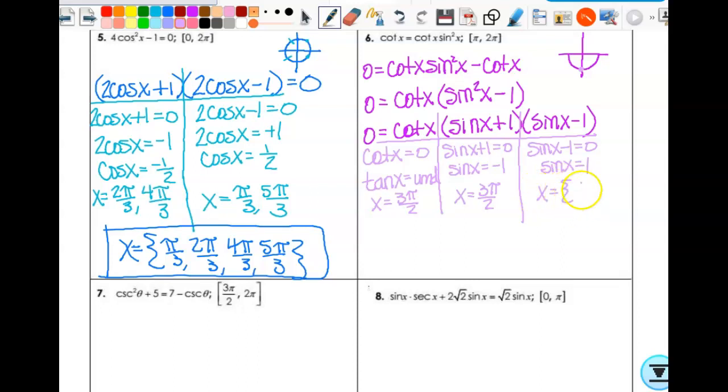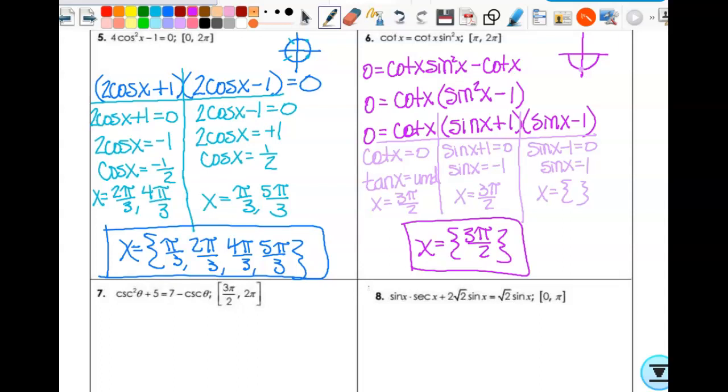Okay. So then when I put all that together, 3 pi halves shows up twice. Do I write it twice? No. I just get 3 pi halves. What questions do you have? Anything? See how we're just putting all this stuff together that we already know how to do?